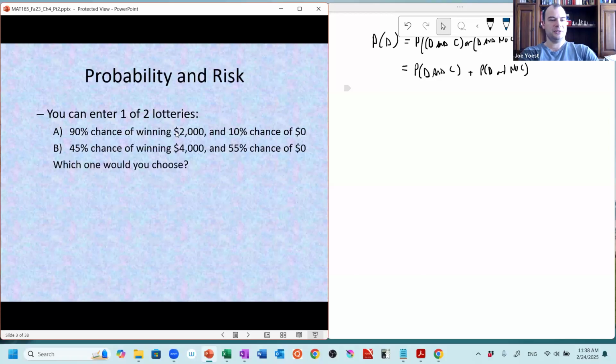Lottery A has a 90% chance of winning $2,000, 10% chance of winning nothing. Lottery B has a 45% chance of winning $4,000, 55% chance of winning nothing. Which one would you choose? So give a thought to which bucket you would choose your ticket from, bucket A or B? Okay.